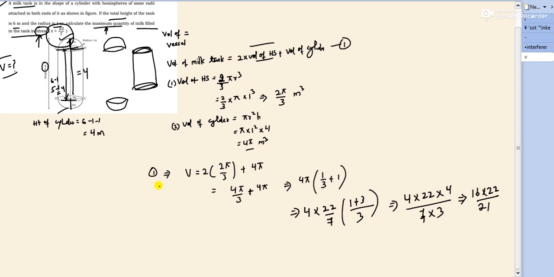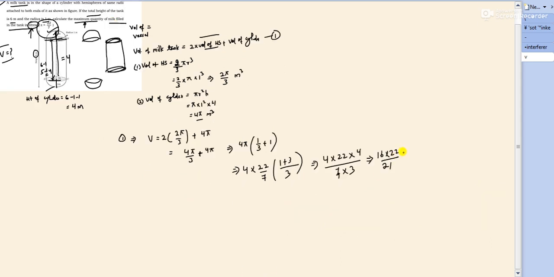So on solving this, let me solve this directly. There is no other way. Okay, you have to solve 16 into 22. If you do normal calculation, how much will you get? You will get 16 into 22, 352, and that on dividing with 21 you will get it as around 16.76. Yes, this you have to do. And what is this? Meter cube, correct?